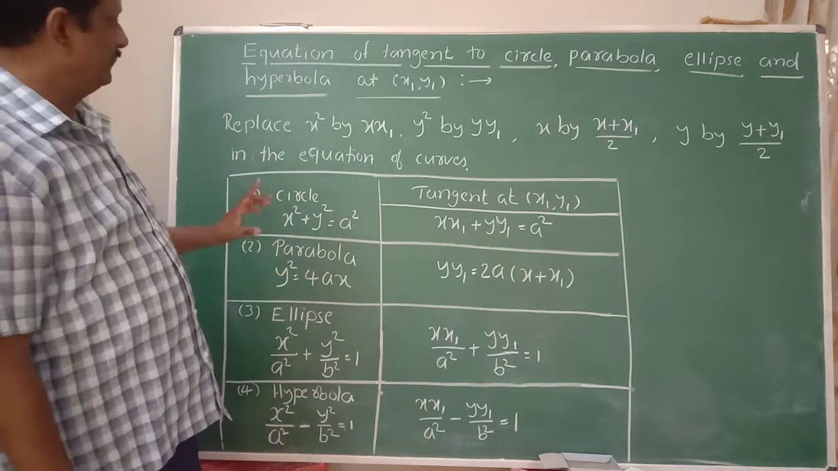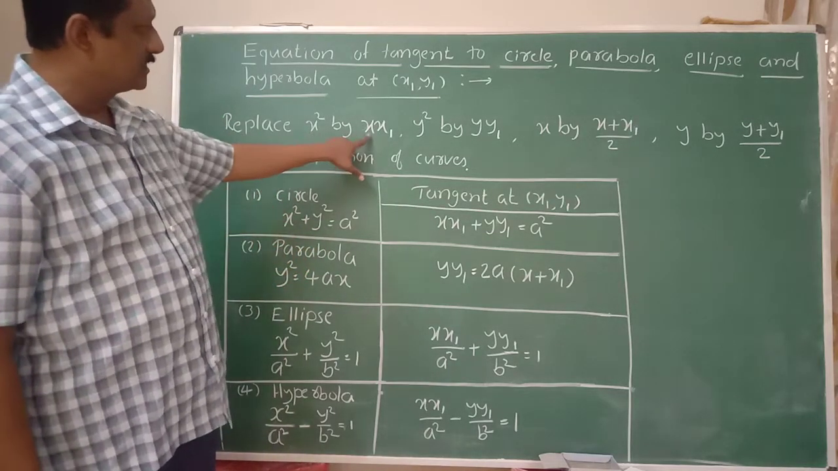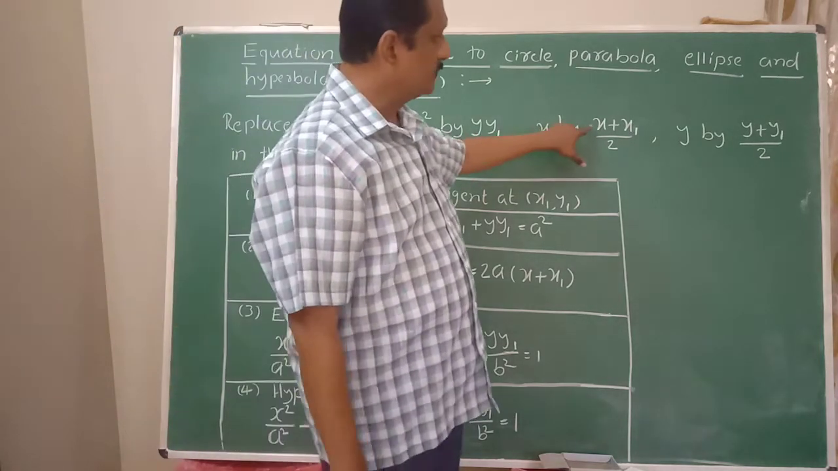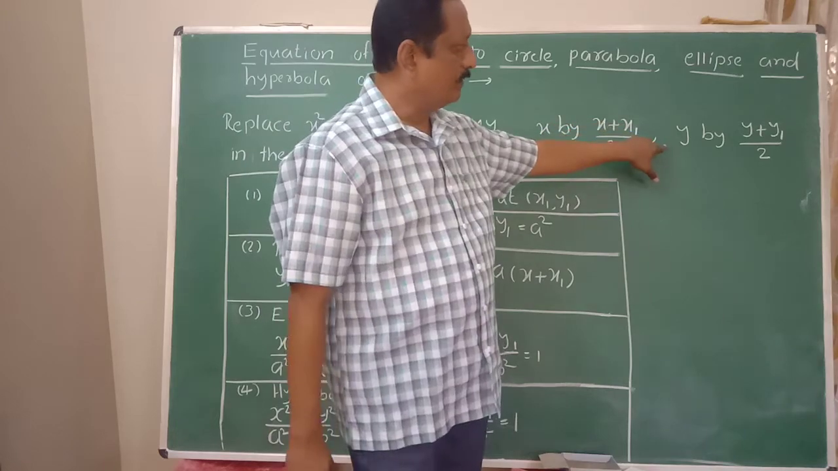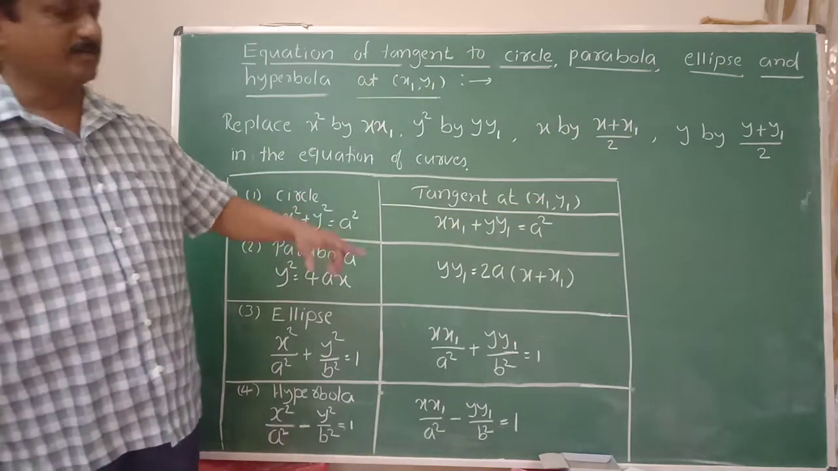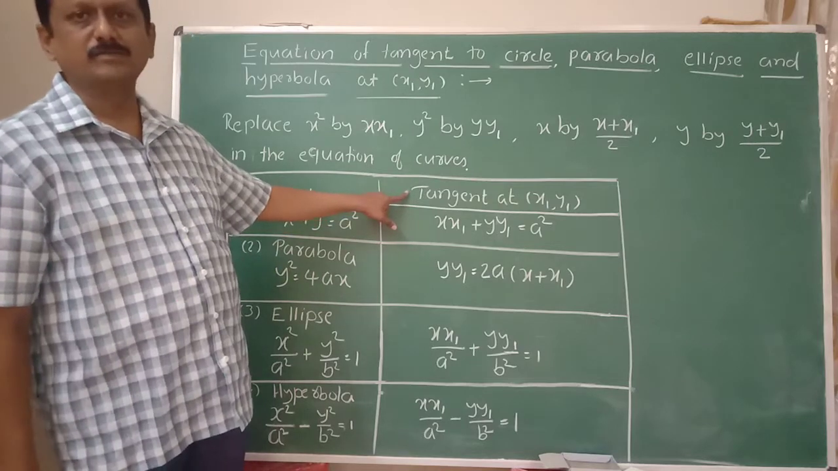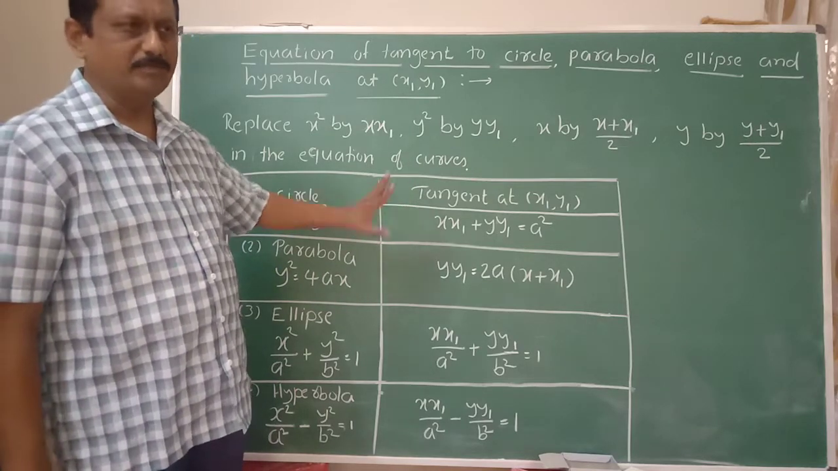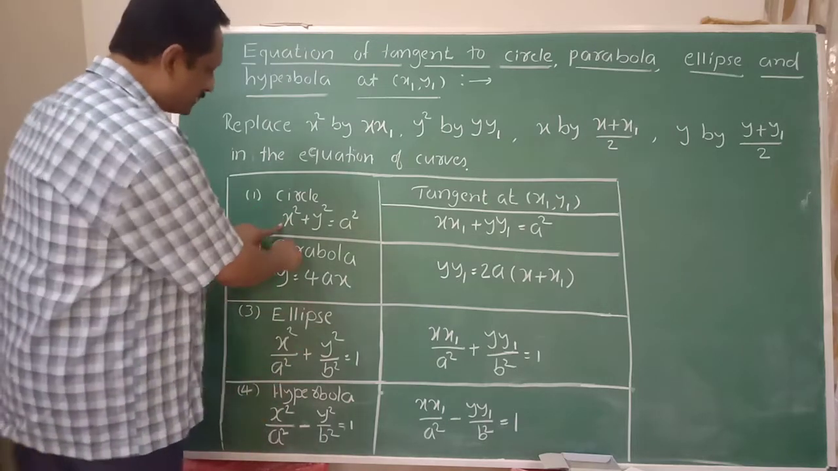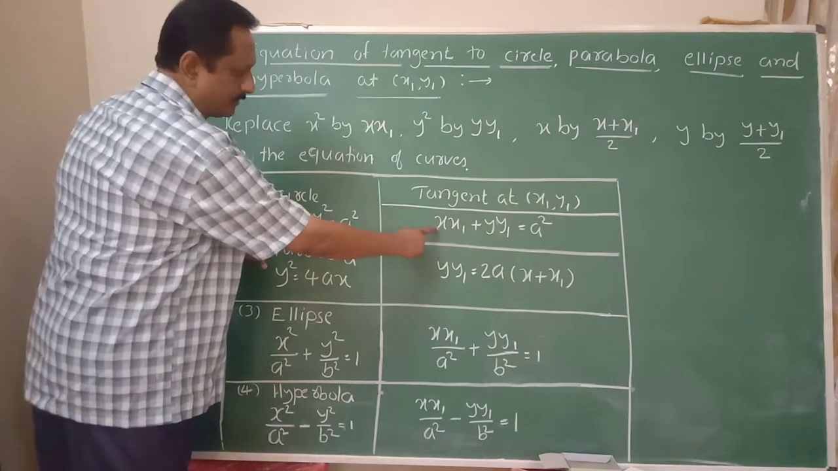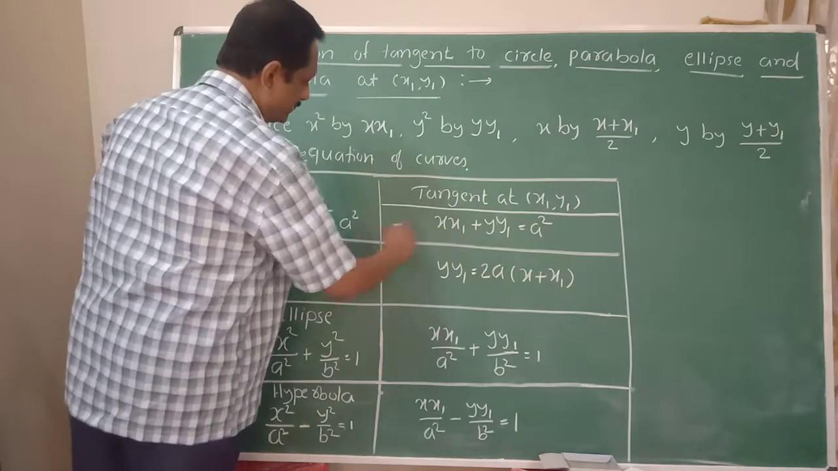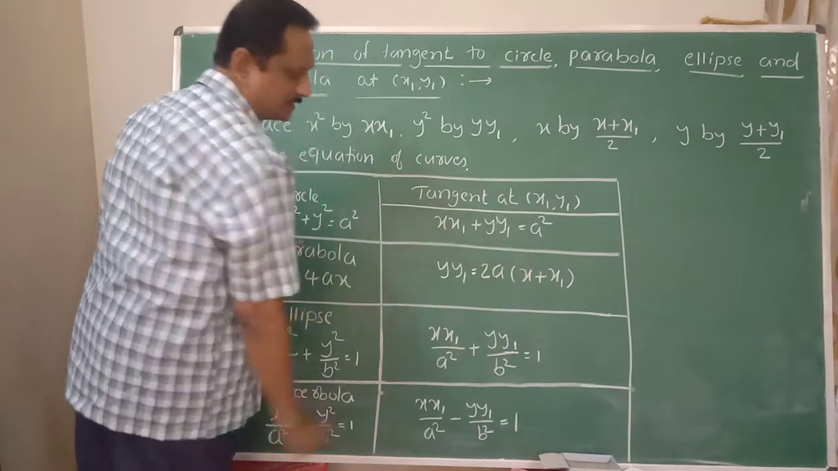In this case, if you replace x square by x x1, y square by y y1, x by (x plus x1) by 2, y by (y plus y1) upon 2 in these curves, then you will get the equation of tangent at the point x1, y1. Very simple. For the equation of circle, just replace x square by x x1, write y as it is, replace y square by y y1 equal to a square. Write a square as it is.